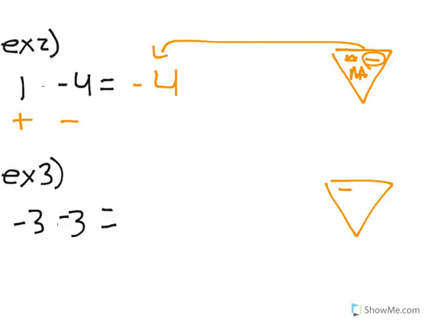Now down here, I'm just going to repeat the same process. I got a negative and a negative this time, so I cross out the two negatives. I have a positive number, 3 times 3 is 9, and it's going to be a positive 9.